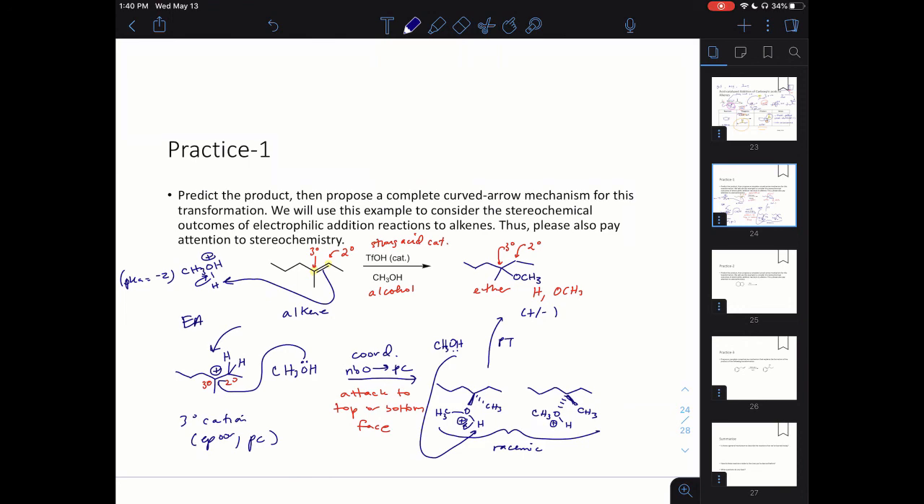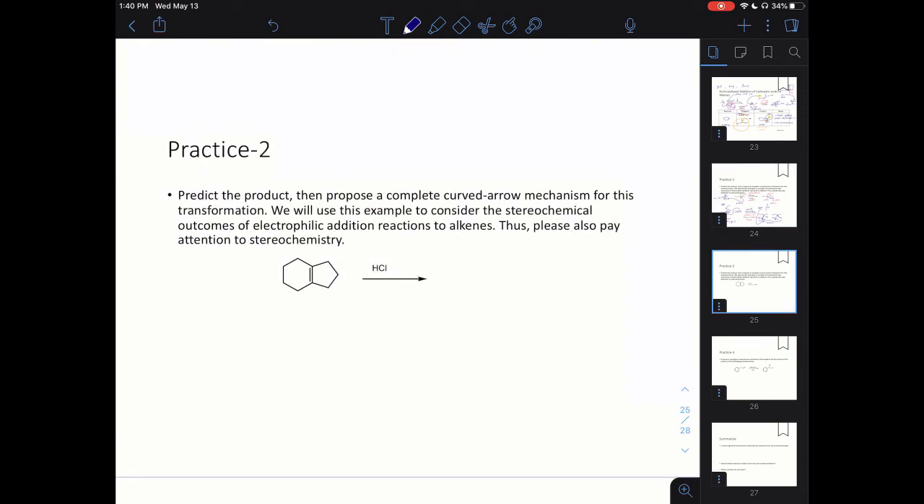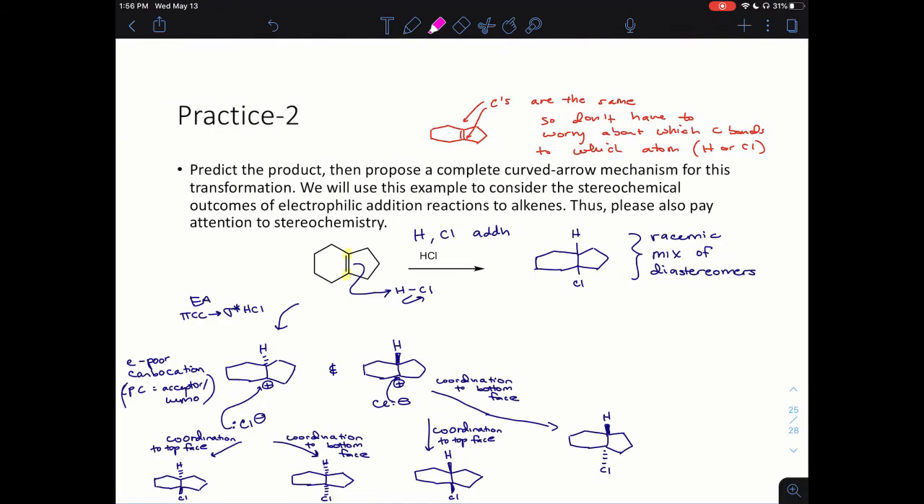All right. Let's take a look at this one. Predict the product and then propose a complete curved arrow mechanism for this transformation, including stereochemistry. An alkene is treated with HX. So there will be an addition of H and Cl across the two carbons of the alkene. Now for this particular alkene, the two carbons of the double bond are exactly the same. So you don't have to worry about which carbon bonds to which atom, hydrogen or chlorine. It doesn't matter. Those carbons are the same.